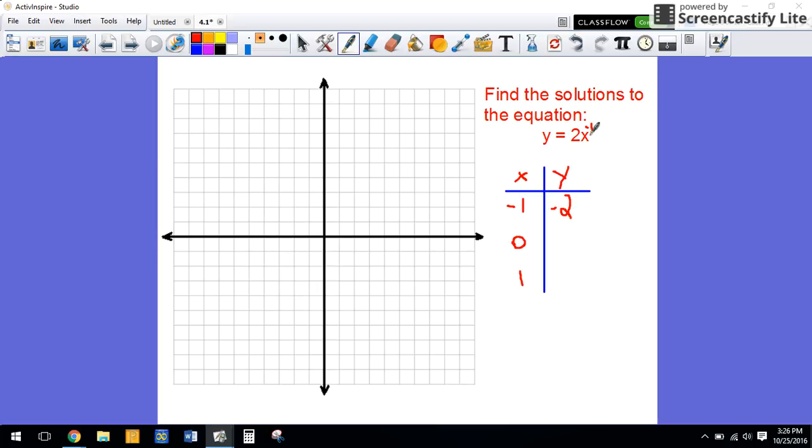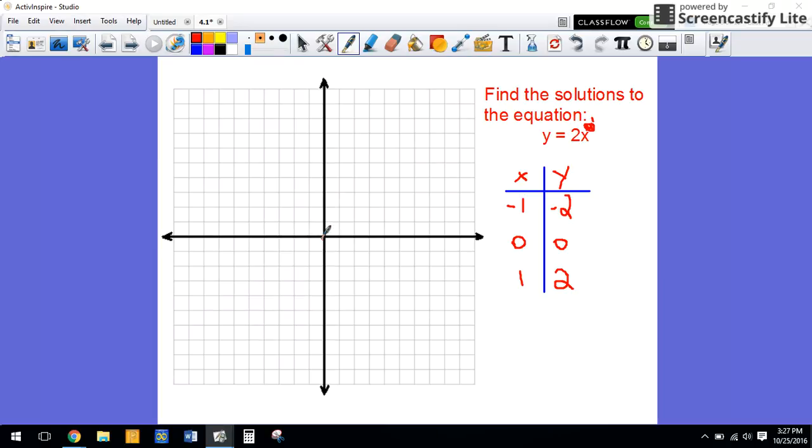Now I have to do that all over again because this time my x is 0. So 2 times 0 is 0. And then finally I need to do it a third time. 2 times 1 is 2. Okay, you always want to make sure you are doing 3 points because that third point is what's going to let you know if your line is truly straight or not.